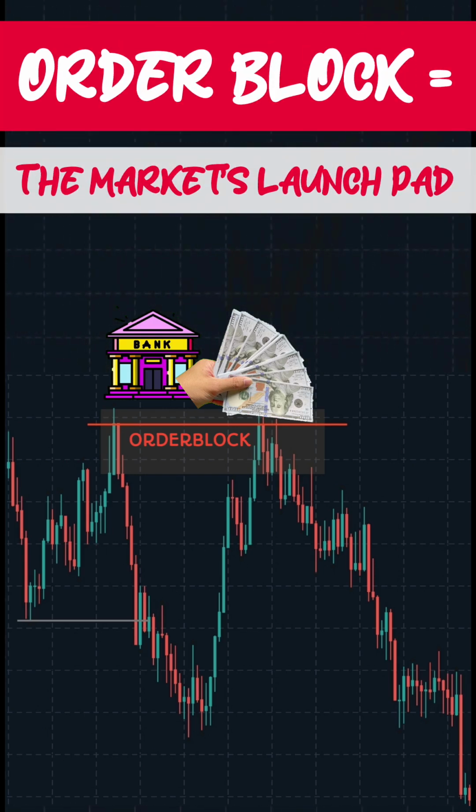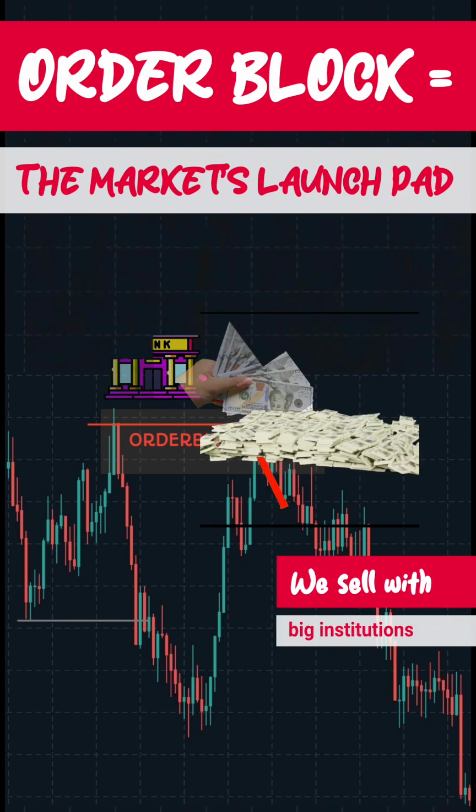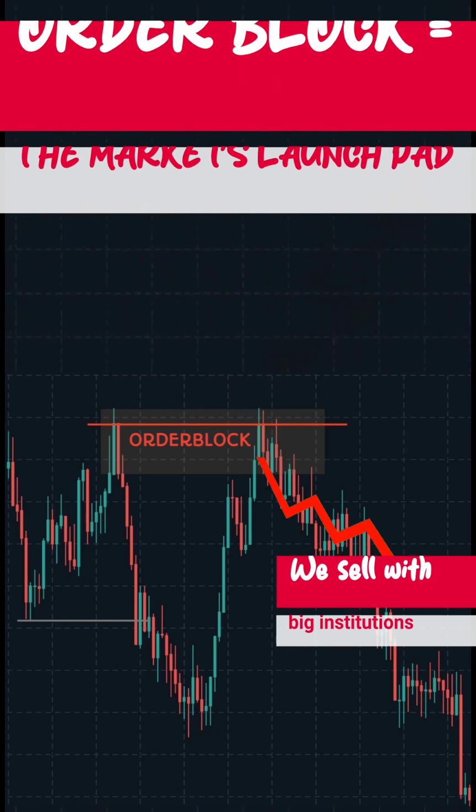Here's the thing. Order blocks are your entry signal. When price returns to an order block and shows signs of rejection or consolidation, that's a golden opportunity to enter a trade. You are essentially trading with the banks, not against them.